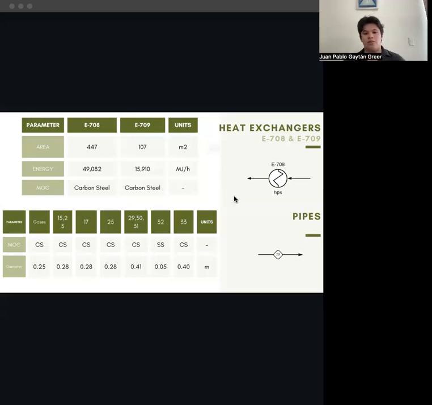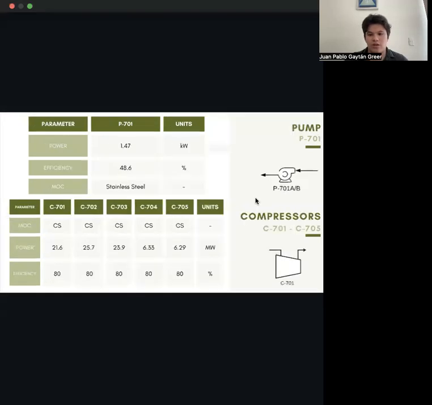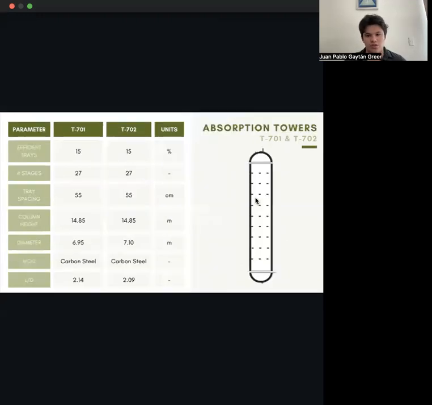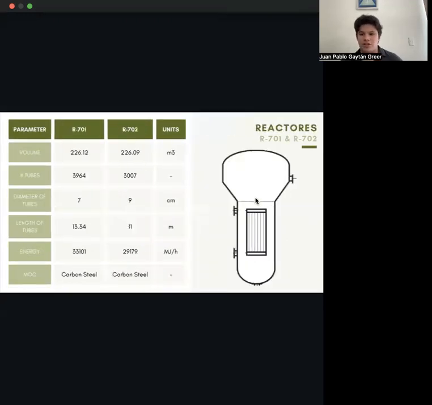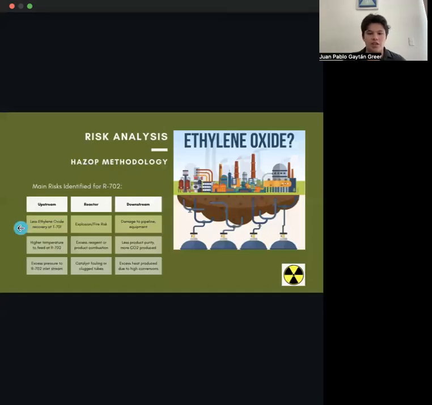All of the equipment, aside from the ones obtained in the energy integration, are shown in this section of the presentation with the respective dimensions and parameters. To conclude, it can be shown the different equipment used and that was dimensioned by the use of heuristics and assumptions. The last section of this presentation is the risk analysis, which is very important because the process of ethylene oxide can be very dangerous if some measures are not taken into consideration.